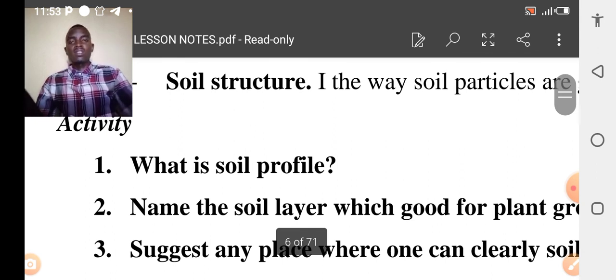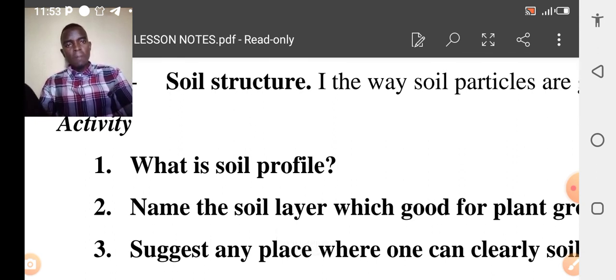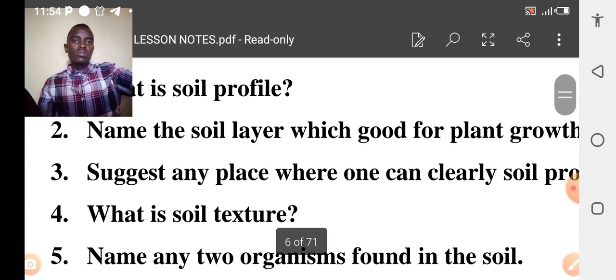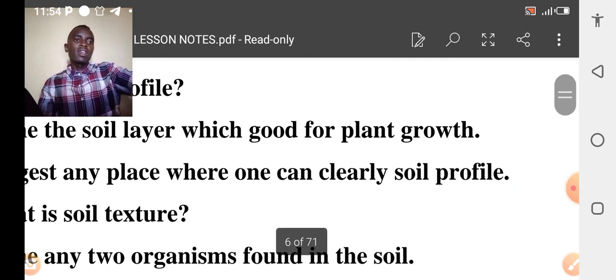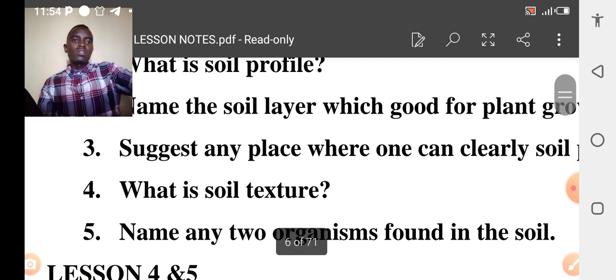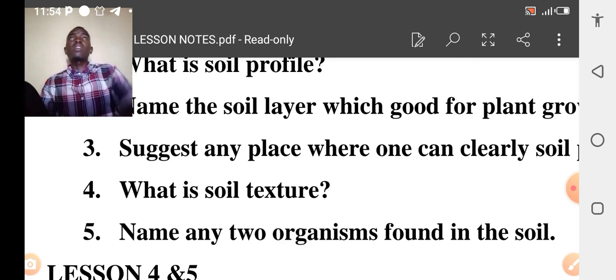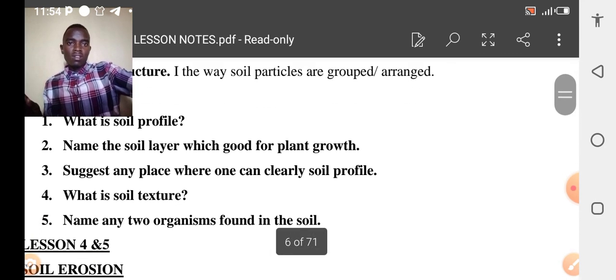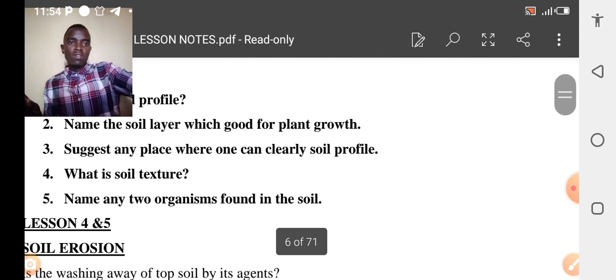Activity or exercise. The exercise is about: what is soil profile. We have seen the definition of soil profile, and the second one is to name the soil layer which is good for plant growth. The third one is to suggest any place where one can see a soil profile. What is soil texture? And name any two organic things found in soil.